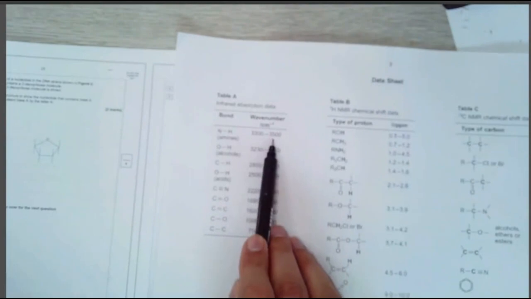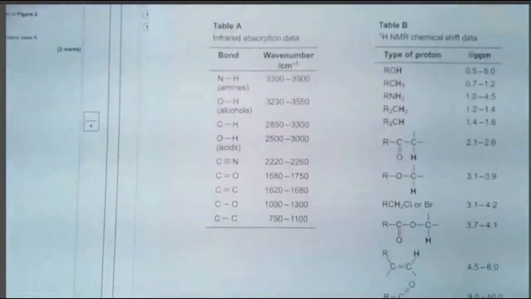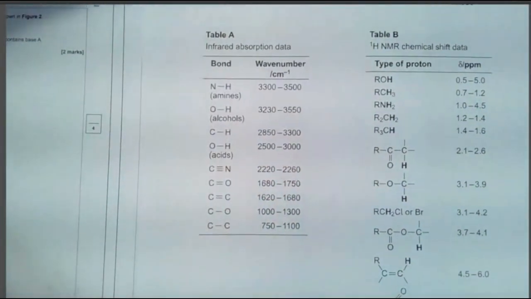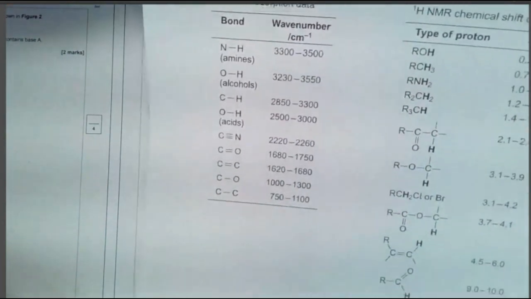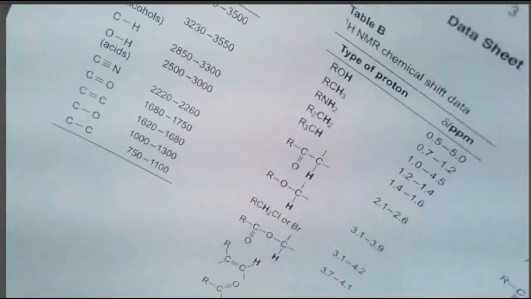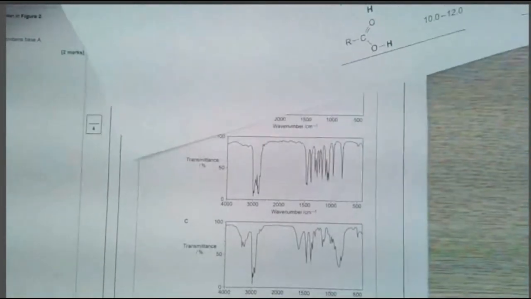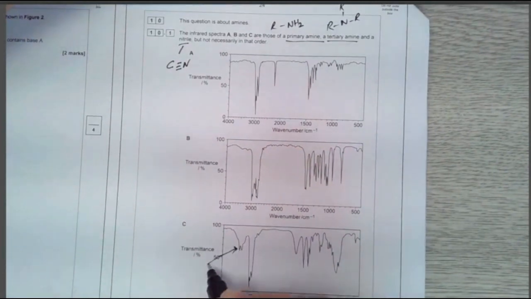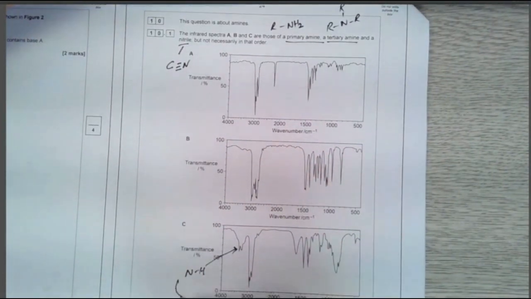If I look at the data sheet, I can see here, it tells me for amine, there will be a peak between 3300 and 3500. But this peak will only be there if my amine has N-H. So which one has a peak between 3300 and 3500? Which one has absorption? So this one has absorption here. This is for N-H, which is my primary.